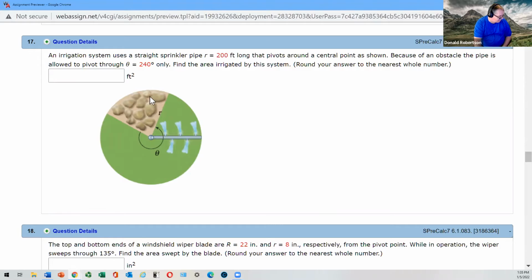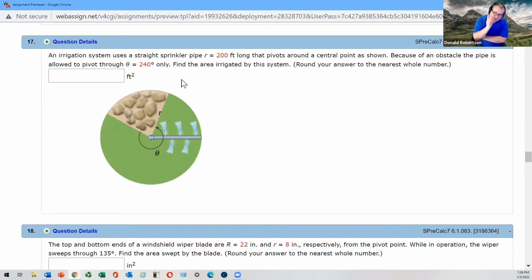There's an obstacle in the way, some rocks. So the thing just goes from here and it irrigates to there. And the angle that it turns through is 240 degrees, right? And they want us to find the area that is being irrigated. Would you agree that that is basically the area of a sector question? And it's not even the hard one, the one where you plug and chug, right? The numbers are in the order and they're good to go.